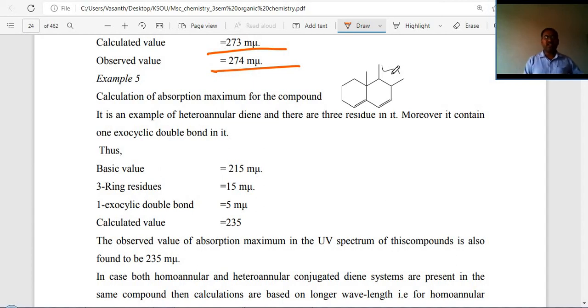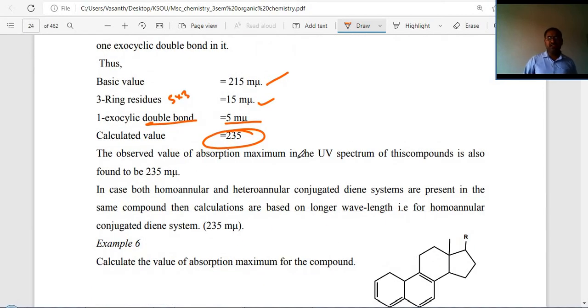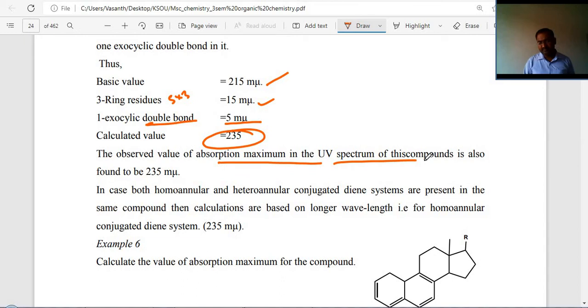Next, we consider the calculation of absorption maximum for this compound. This is the base value, that is 215. 3 ring residues are there, 1, 2, 3, 5 into 3, 15. 1 exocyclic double bond, that is 5 nanometer. Totally, we calculate here 235. The observed value of absorption maximum in the UV spectrum of this compound is also 235.